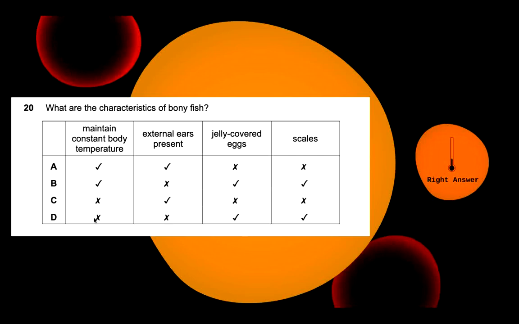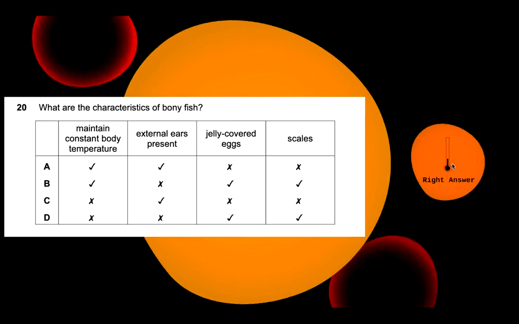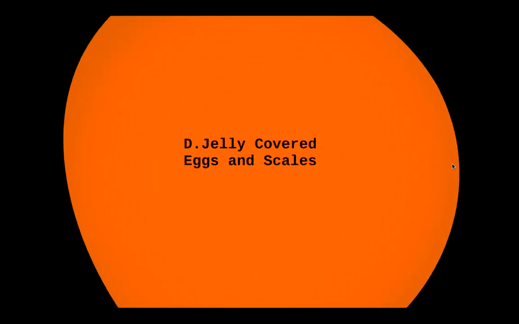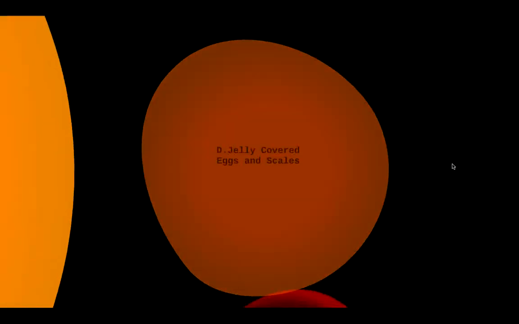Now in terms of maintaining constant body temperature, humans do maintain body temperature, but fishes don't. They don't need to maintain body temperature, so you need to choose the one with an X. And the rest, that is a characteristic of a fish, a jelly-covered egg and scales. So the answer would be letter D, jelly-covered eggs and scales.